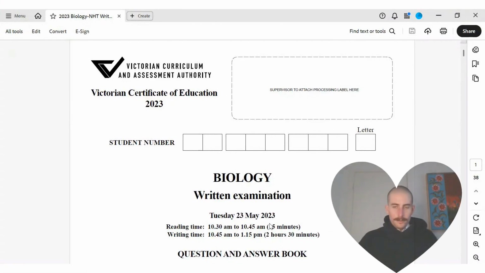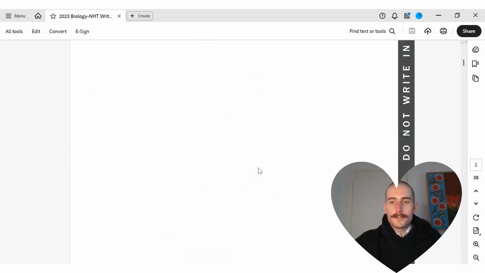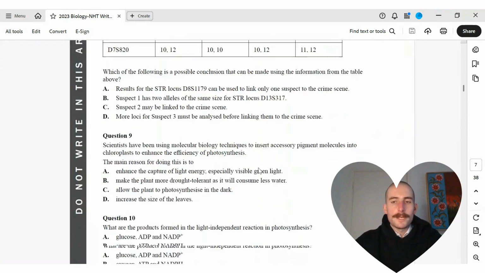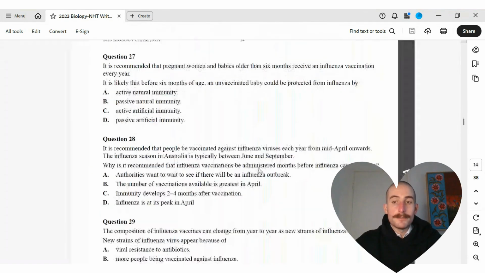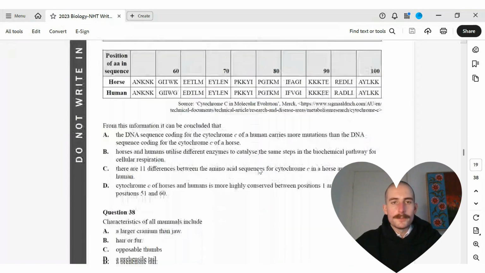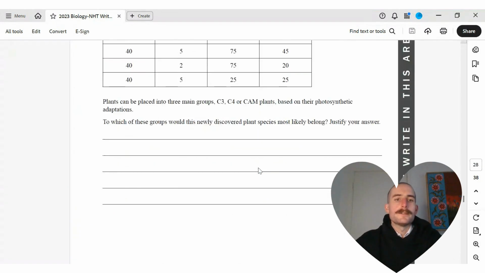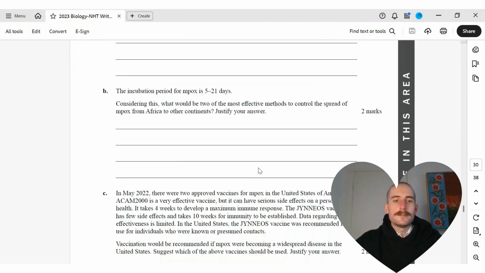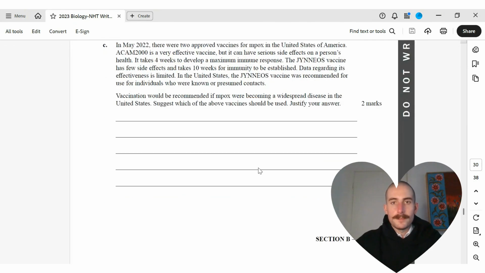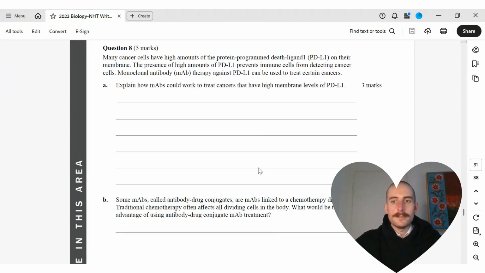You might not be familiar with the NHT Biology exam, but it is essentially just the same as VCE Biology, but on a slightly different timetable. So if we scroll down here, the particular question that I think is particularly pertinent and useful to what we're doing at the moment is question 8. Question 8 is just here.